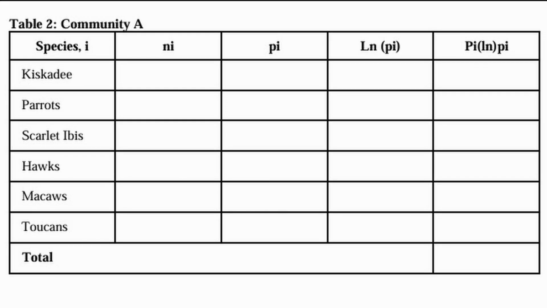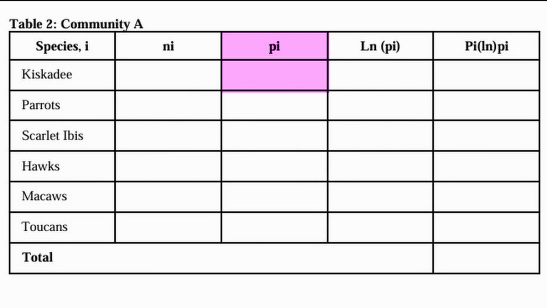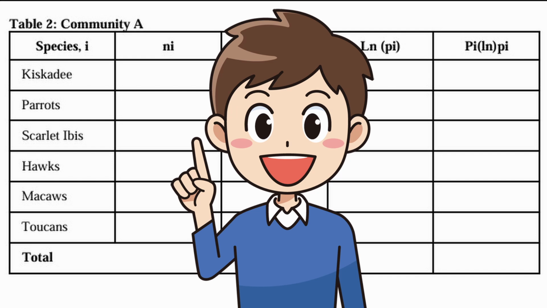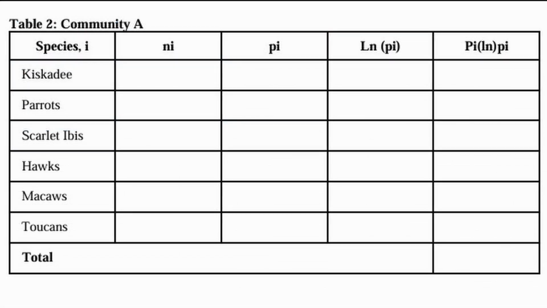Following this is the proportion of individuals. In this case, this refers to the number of individuals divided by the total amount of species individuals present within the community. So, like before, when you found out the total number of individuals present within community A or B, this is where you'll see what percentage of a Kiskadee, for example, is present within community A or B. Following the proportion of individuals for each species, you're going to be looking at the natural log of the proportion of individuals, or percentage of individuals.